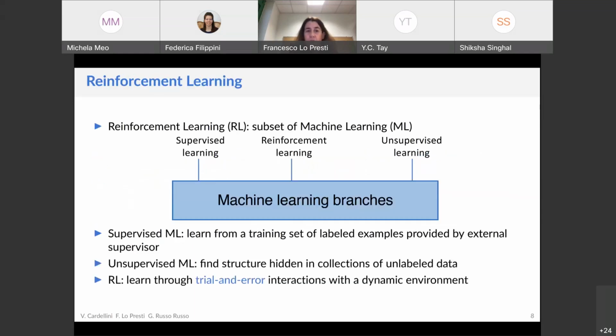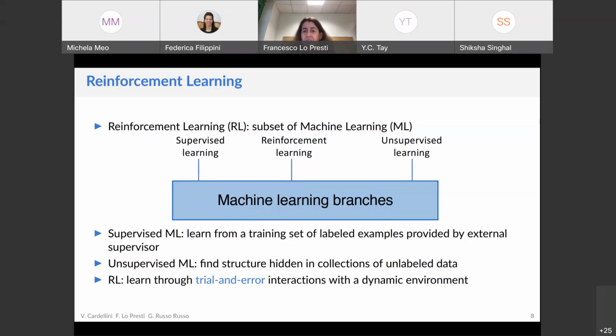So coming to reinforcement learning, it is a subset of machine learning, which in its turn is a field of artificial intelligence that deals with models and methods that allow machines to learn from data. Here you can see three different branches of machine learning. That means supervised learning, reinforcement learning, and unsupervised learning.